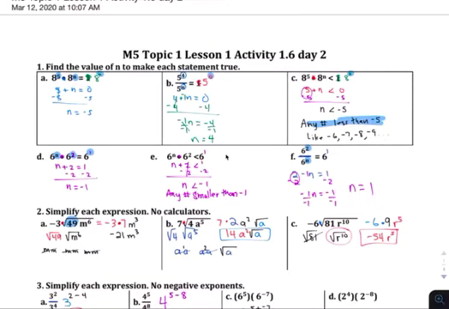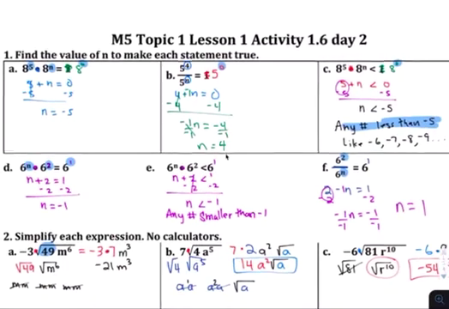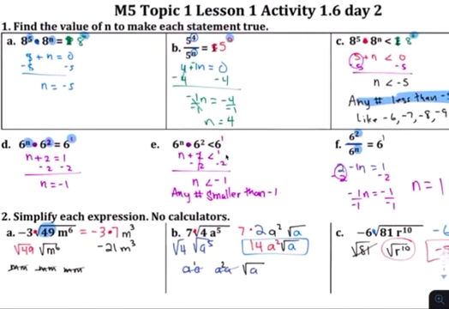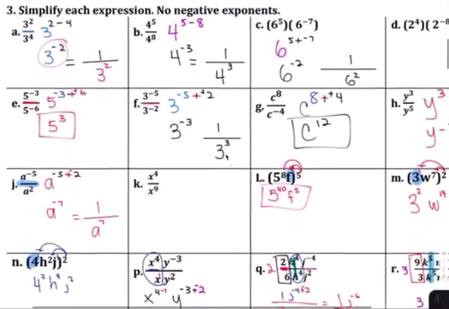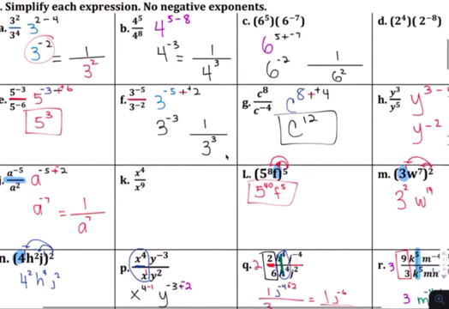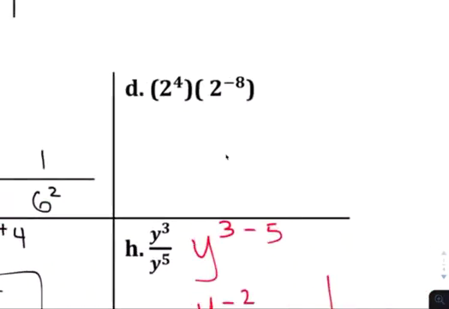This is your homework. So we did all of these in class right here. If you didn't get the answer, if you don't know how to do it, see me at lunch. This part will be on your quiz tomorrow, so all of this here. Okay, some classes I didn't do this one.